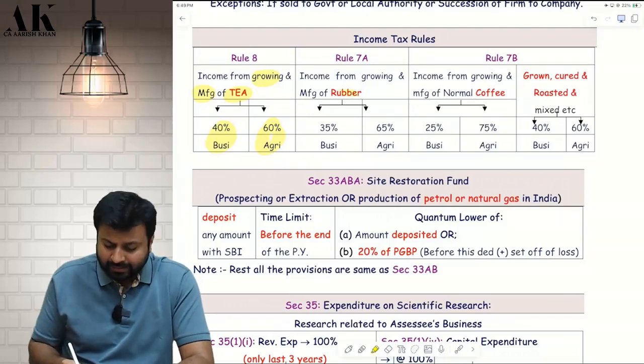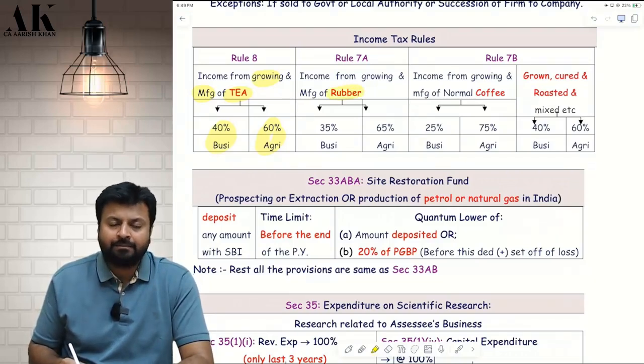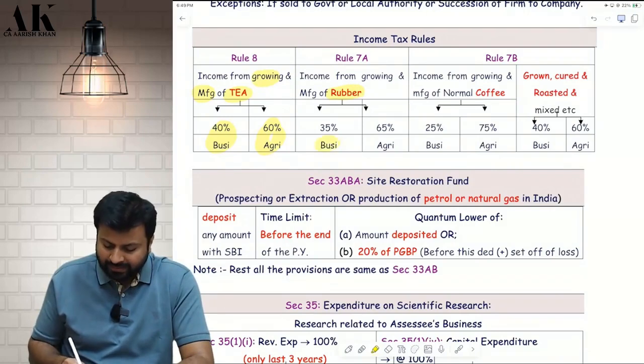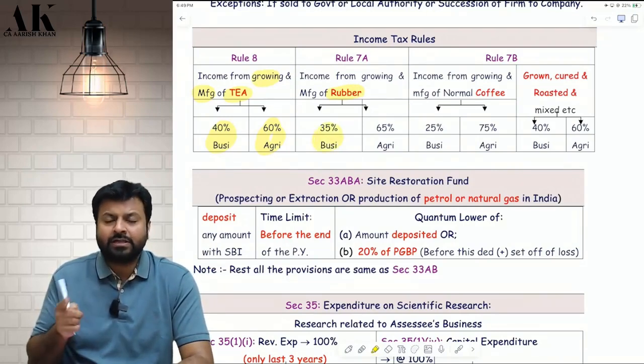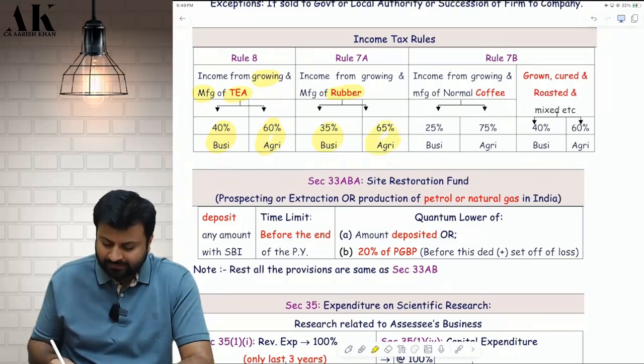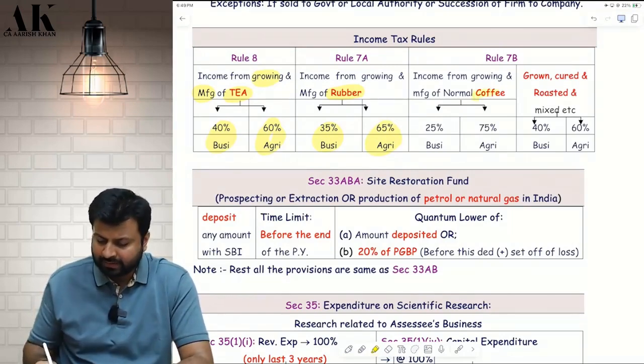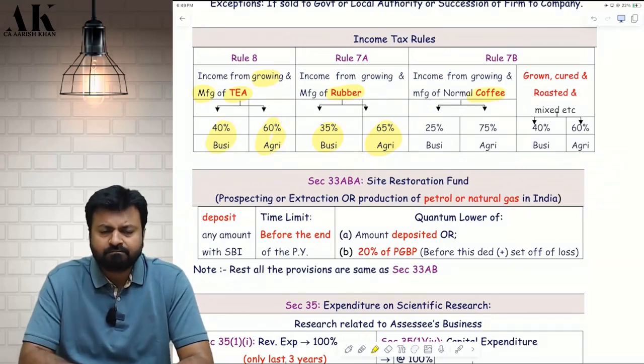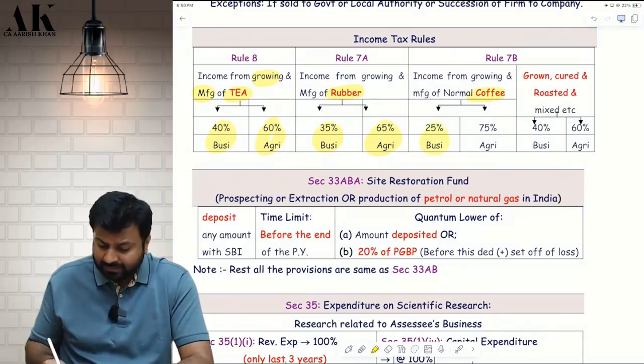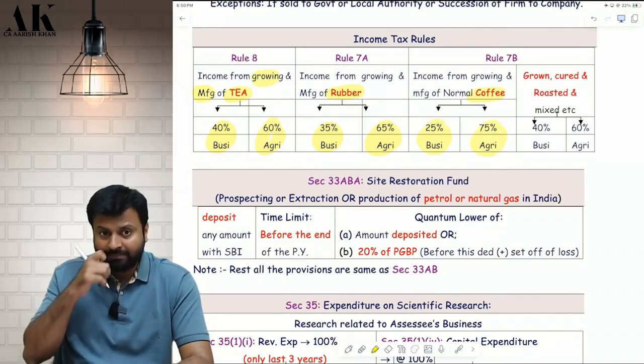Similarly, if you are engaged in growing and manufacturing rubber, then 35% is business. Therefore, 35% will be subject to tax and 65% will be exempt. Are you clear? Similarly, if you are engaged in growing and manufacturing coffee, then 25% is business, 25% is taxable, 75% is exempt.